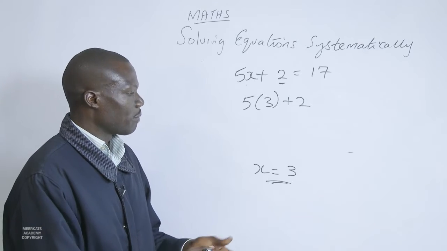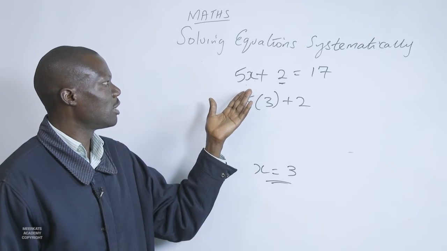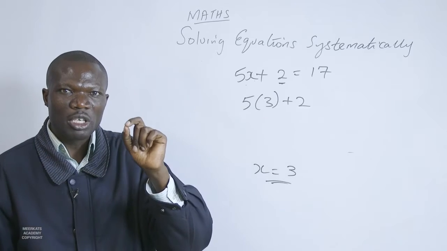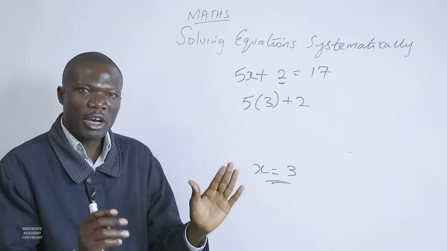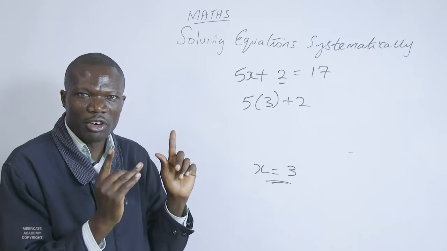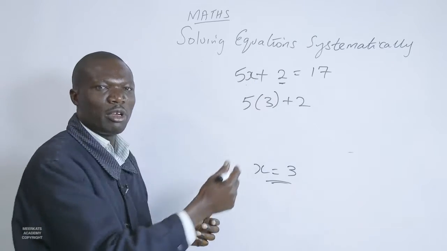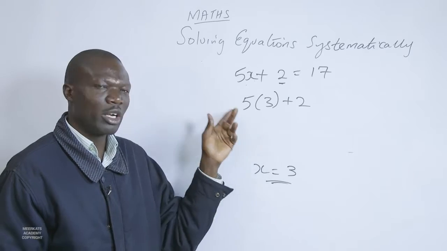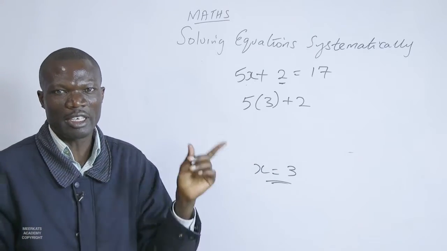So by substituting x = 3 in this equation, we shall be confirming if we have the right answer. We are concerned about the left-hand side only, which has the pronumeral, and that is 5x + 2. We want to confirm, will it give us 17 if we substitute the value of x as 3?